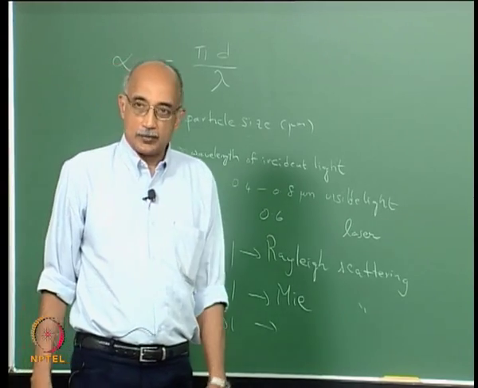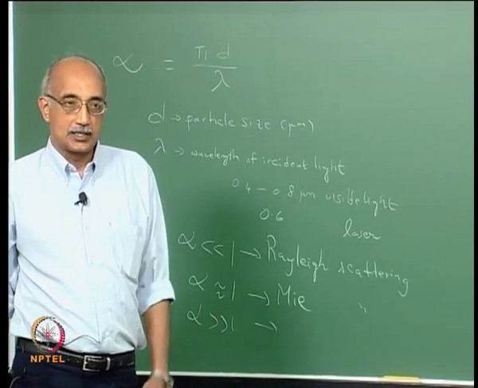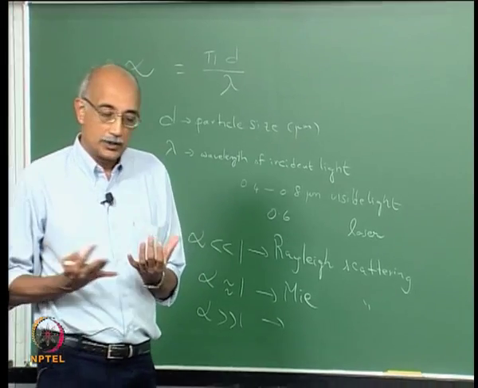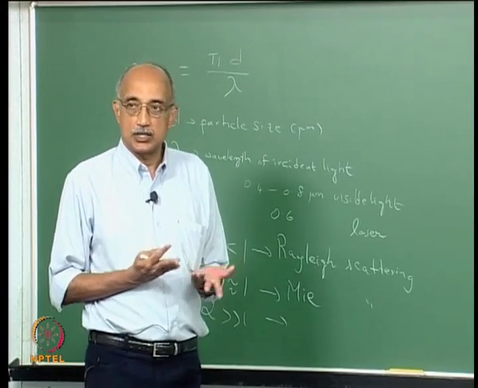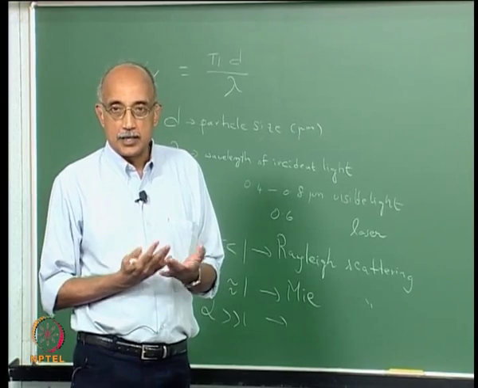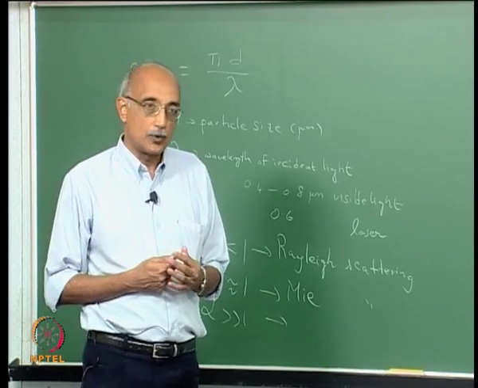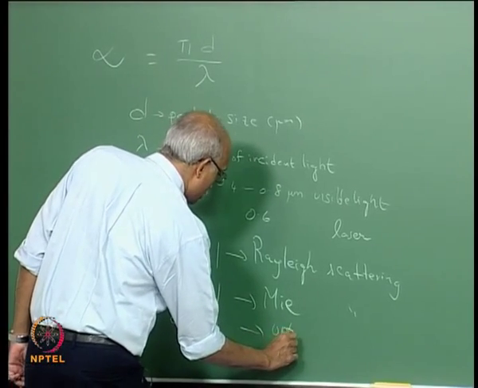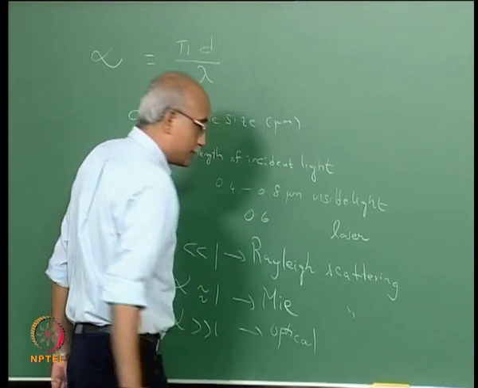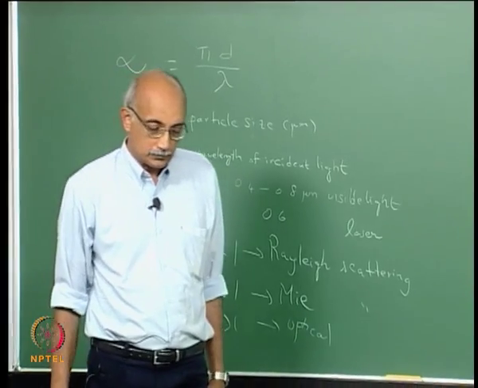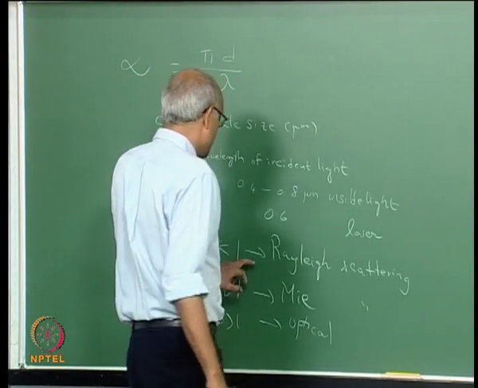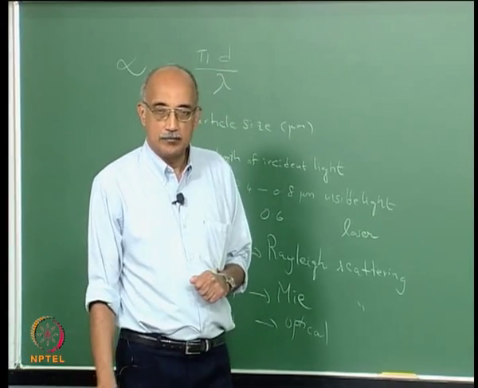you can essentially go back to microscopes, because now you are in a size range where the particles are actually visible to the naked eye. And certainly with microscopy of reasonable magnification, you can study the size as well as shape characteristics of these particles very well. So alpha much greater than 1 corresponds to the so-called optical regime. So in the remainder of this lecture, we are going to focus more on the Rayleigh regime and the Mie scattering regime.